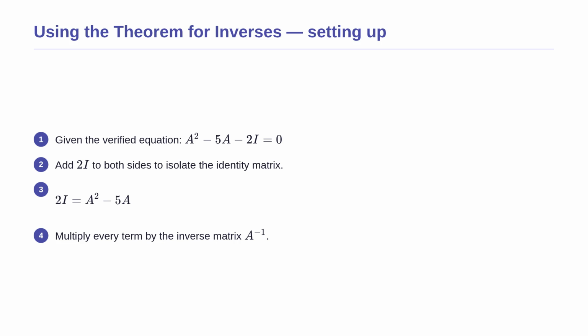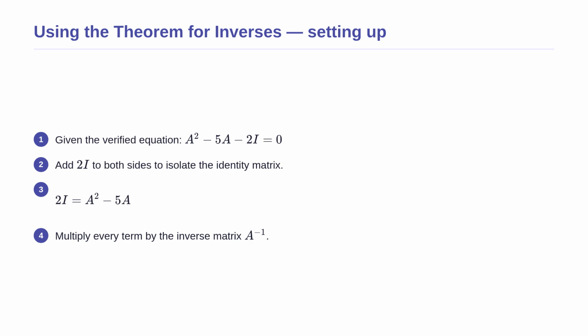We are given the same matrix from our previous example, and we are asked to find its inverse without using row reduction. We chose this approach because we already know its characteristic equation equals 0. The first step is to get the identity matrix term on one side of the equal sign by itself. We do this by adding 2I to both sides of the equation.